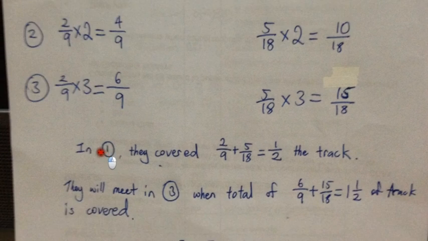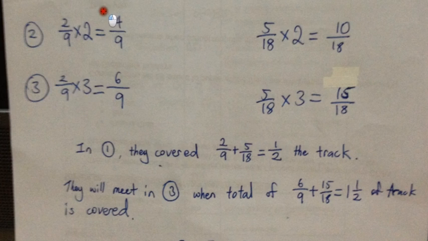So what I wrote is, in the first case, they covered 2 out of 9 plus 5 out of 18 equals half the track, which is what I mentioned earlier. They will need to cover another 400 meters, which means they will meet in the third point. That's because to complete another one whole of the track, it will be 1 plus half, giving us 1 and a half, which is satisfied in the third multiple. 6 out of 9 plus 15 out of 18 gives us 1 and a half.